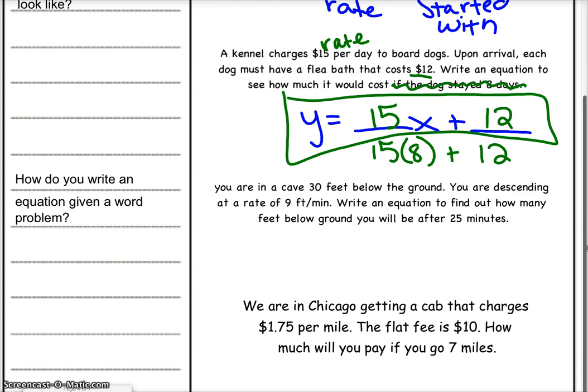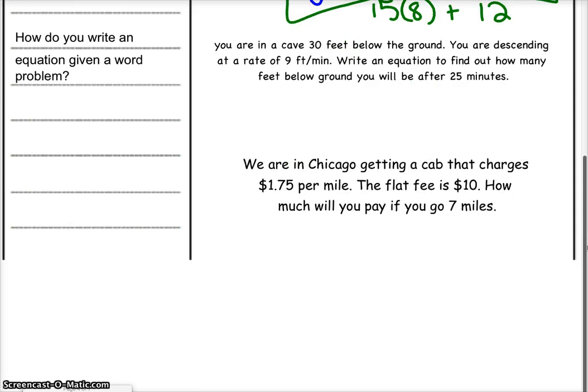You are in a cave that's 30 feet below the ground. You are descending at a rate of 9 feet per minute. Write an equation to find out how many feet below the ground you are. And then we don't need to worry about this. Okay? So that means I should have y equals something times x plus something. What is my rate?